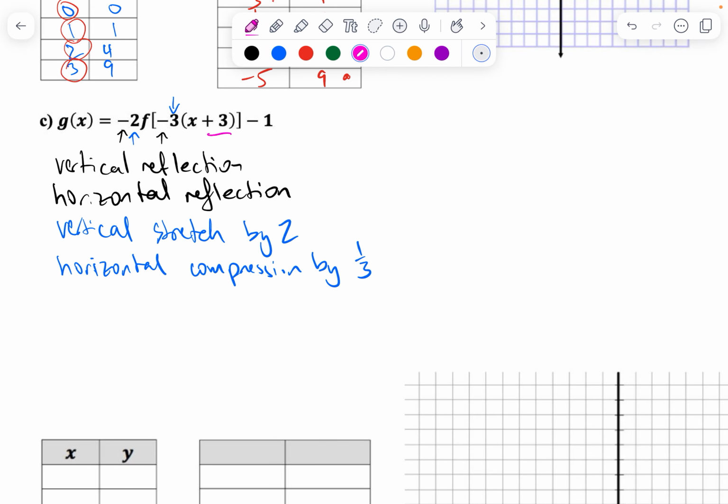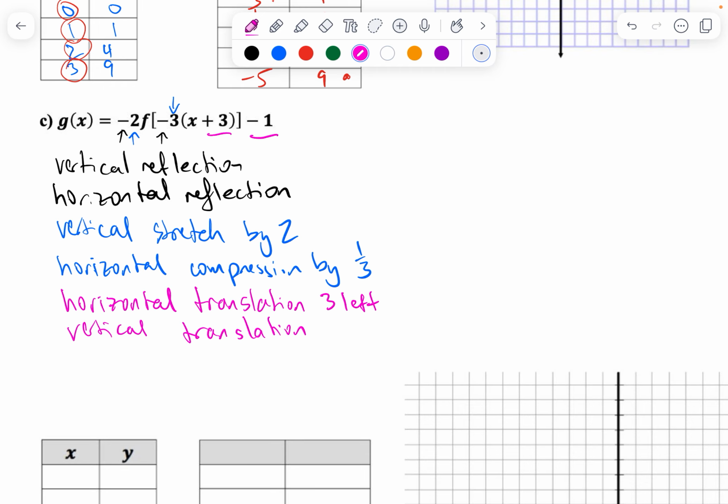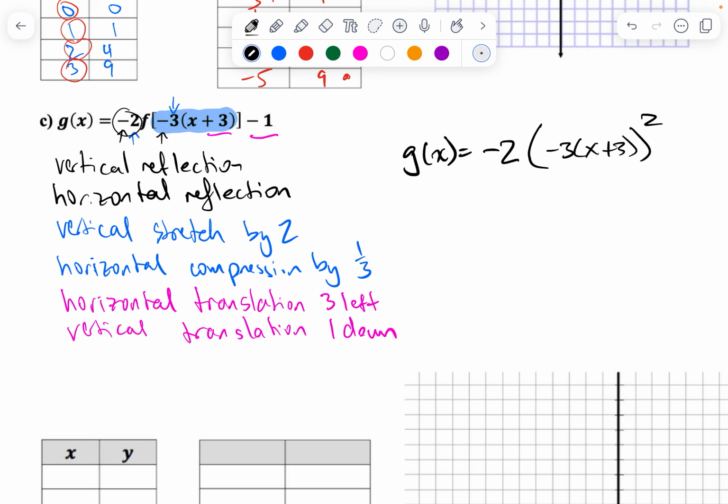And then there's horizontal translation, movement, 3 left. And there's a vertical translation, so movement, 1 down. Okay? So first, my function g of x is actually going to be negative 2 multiplied to the whole function. And then x becomes this whole thing of negative 3, x plus 3 squared. And then there's a minus 1 outside the function. So that's g of x.